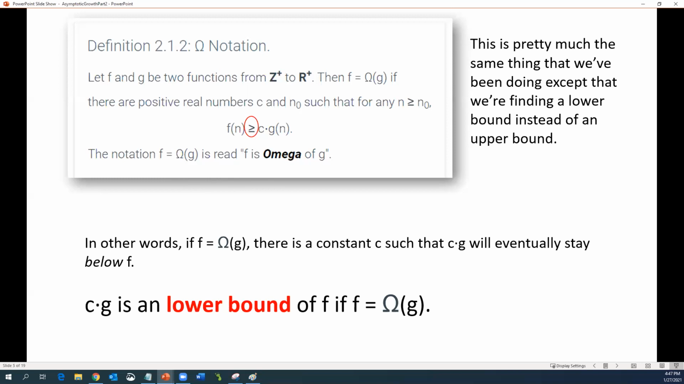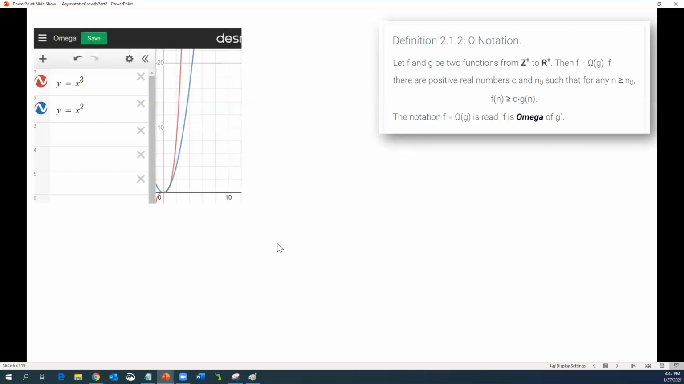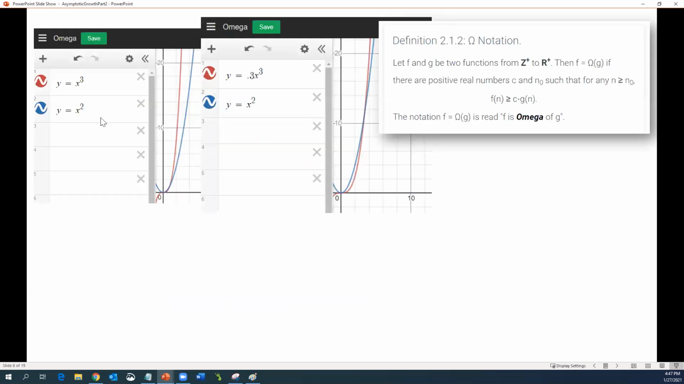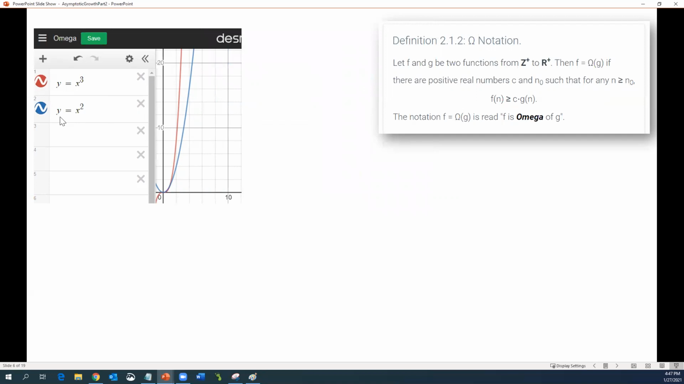So in other words, if we say f is omega of g, then we're just saying that we know there's a constant c, such that when we multiply g by that c, it'll eventually stay below f. G will be a lower bound. Cg will be a lower bound. Okay. So, we can look at these examples here. Here's an example of, we've got the red function and the blue function. We've got, first of all, this first one, x to the third, and then x squared.